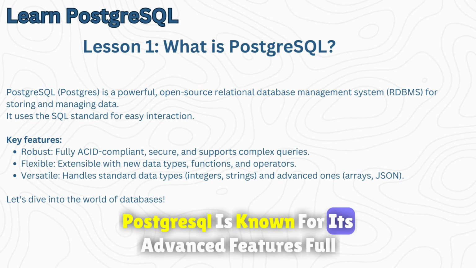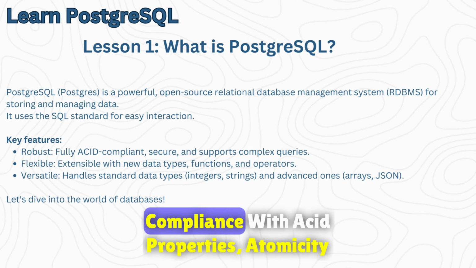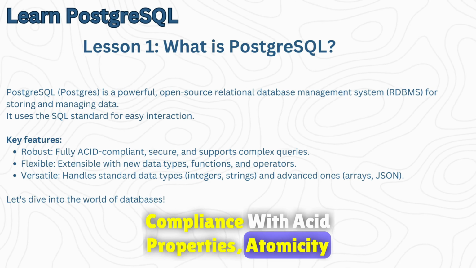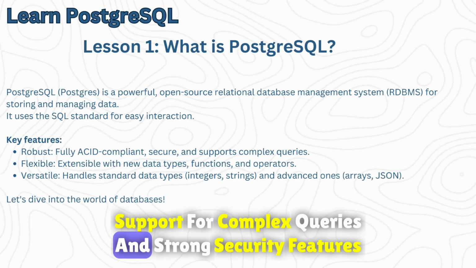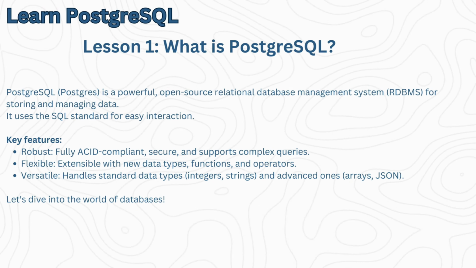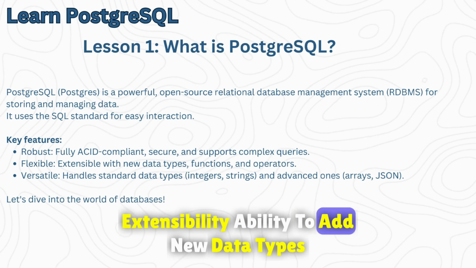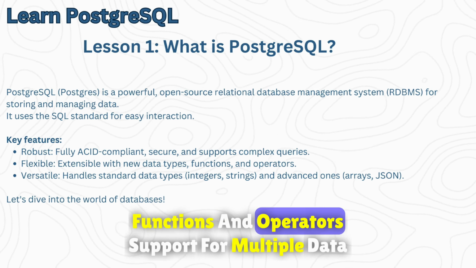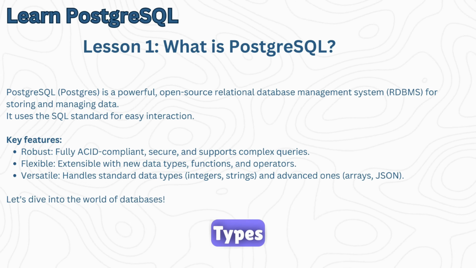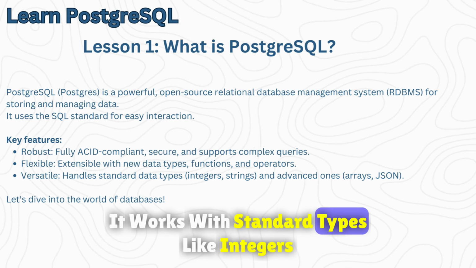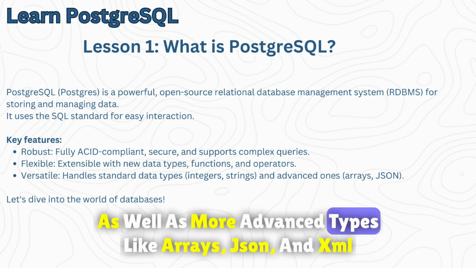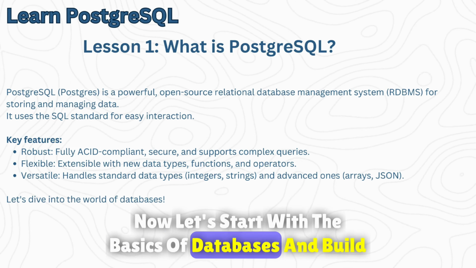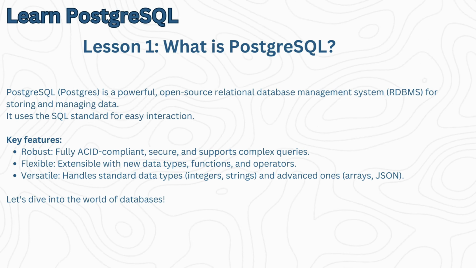PostgreSQL is known for its advanced features, full compliance with ACID properties (atomicity, consistency, isolation, durability), support for complex queries, and strong security features. Extensibility: the ability to add new data types, functions, and operators. Support for multiple data types. It works with standard types like integers, strings, and dates, as well as more advanced types like arrays, JSON, and XML. Now let's start with the basics of databases and build our way up.